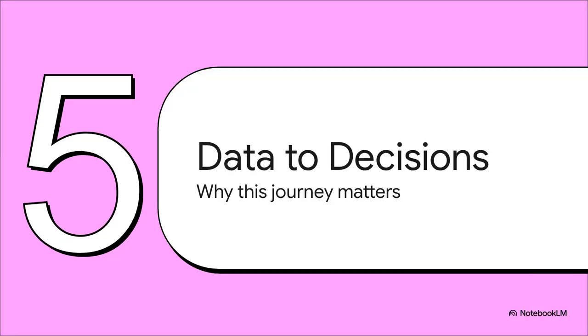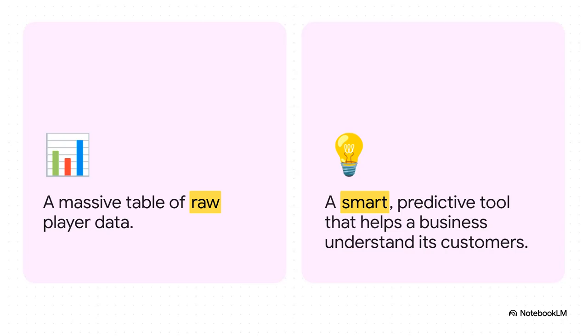Okay, let's just pause for a second and take a step back. Think about the journey we just went on. This whole transformation from just a pile of raw data to actual smart decisions. That's the whole point. That's what makes this stuff so incredibly powerful. I mean, this really sums it up perfectly. On the one hand, we started with just a giant, messy table of player data. Basically, just a bunch of numbers on a screen. And where did we end up? With a smart, predictive tool that actually helps a business understand its customers second by second. That right there is the power we've unlocked.